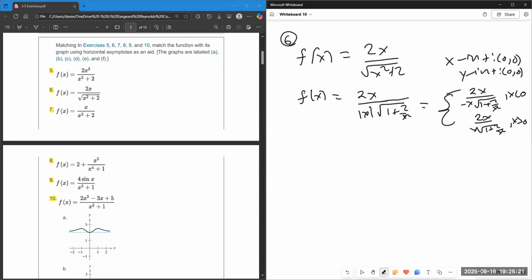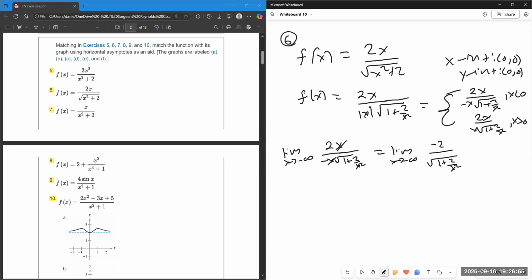When x equals 0, I'm not really interested in that with my limits, but when x equals 0, I already know that it's 0. So limit as x goes to negative infinity, we're going to use this piece when x is less than 0, negative x root 1 plus 2 over x squared. So the x's will cancel, leaving me with limit as x goes to negative infinity of negative 2 over root 1 plus 2 over x squared.